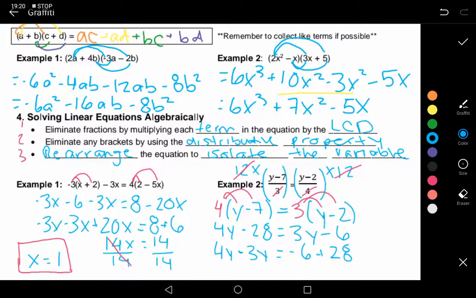4 minus 3 is just going to give me 1. Negative 6 plus 28 is 22. So I've solved this equation. y is equal to 22. Okay, and that is the end of this note and the end of our review.